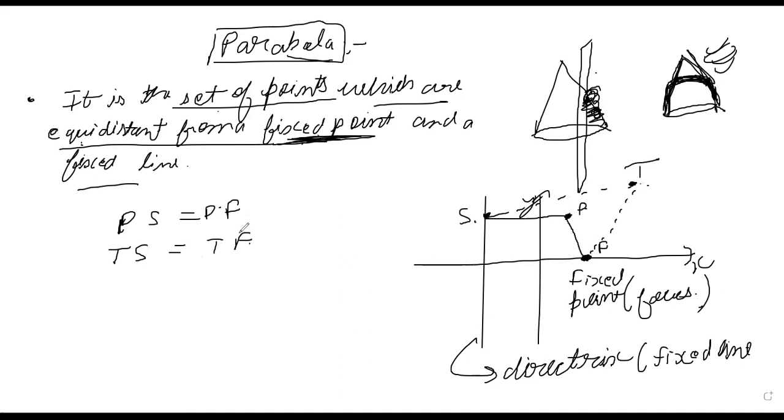Yes, sir, I didn't understand about the fixed line. The fixed line is the directrix. Let's say the fixed point, which is the focus, is at a distance a, that is a comma zero, from the origin. And the directrix is also at a distance a from the origin. So what will be the coordinates of this point? Minus a, minus a comma zero. We always take the focus as a.